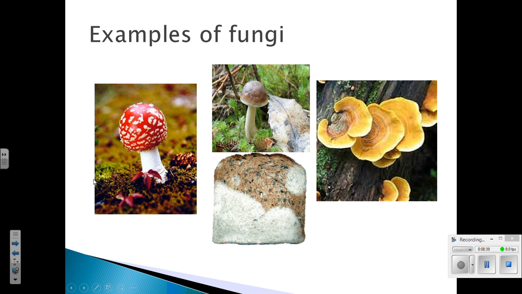Here's an example, a couple different kinds of mushrooms. This one, the red one, being really bad for you. Don't eat that. Bright colors in nature usually means toxic, just so you know. Here's some mold growing, so those are all different kinds of fungi.